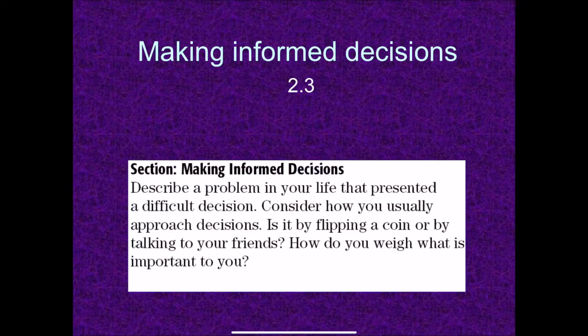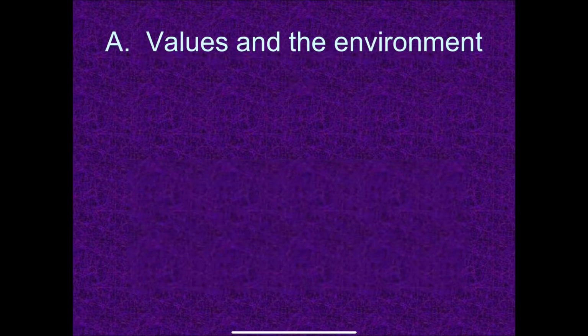So, chapter 2 is about tools of environmental science, and in 2.3 we're talking about how to make informed decisions. Well, we make decisions every day, right? And in order to make a good decision, there are certain steps that you have to follow so that you're making the best decision possible. And that's no different from making decisions in environmental science as well.